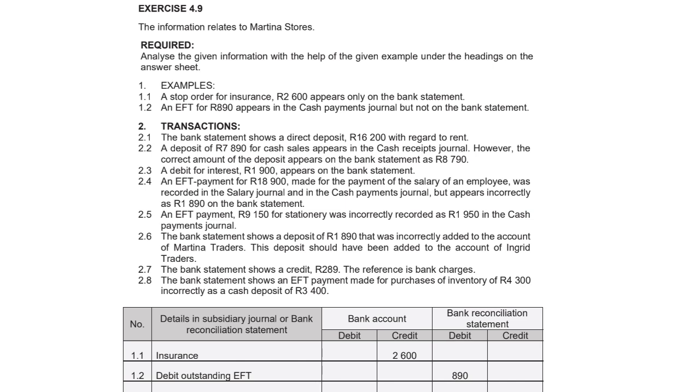1.2, an EFT for 890 Rand appears in the cash payments journal, but not on the bank statement. So in other words, this time the error took place on the bank statement, so that means we need to fix the bank reconciliation statement to make the bank aware of this error. We are making a payment, so we are going to say debit outstanding EFT, and it will be on the debit column of bank reconciliation statement, 890 Rand. As we read through the 8 transactions given below, I will read the transaction and we will go put it onto our answer sheet as I've read it.